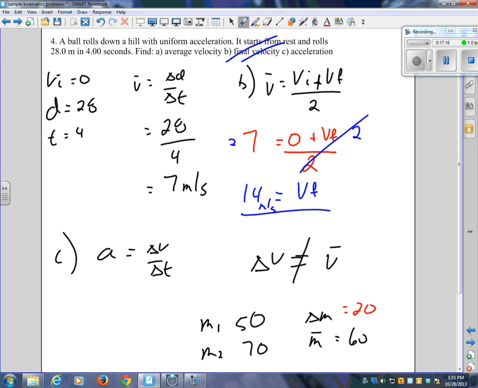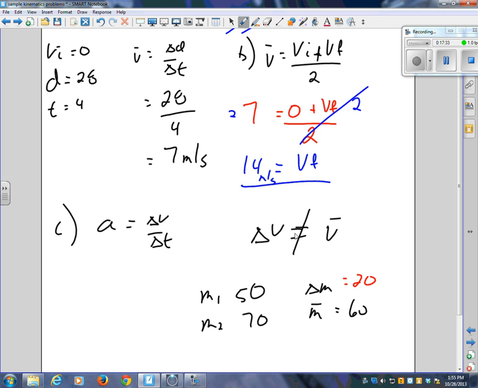If there was thunderous, ominous music in the background, I would play it right now. Dun, dun, dun. Because they see, oh, V is 7, I'm going to plug it in there. They don't write delta V, they just write V, and they get it wrong, and then they get this written on their test. Then I shake my finger of shame at you.